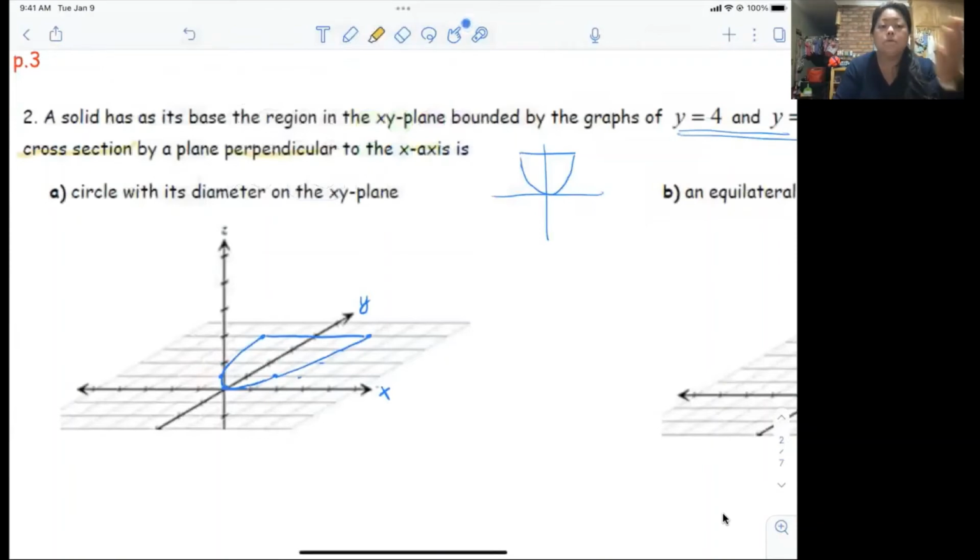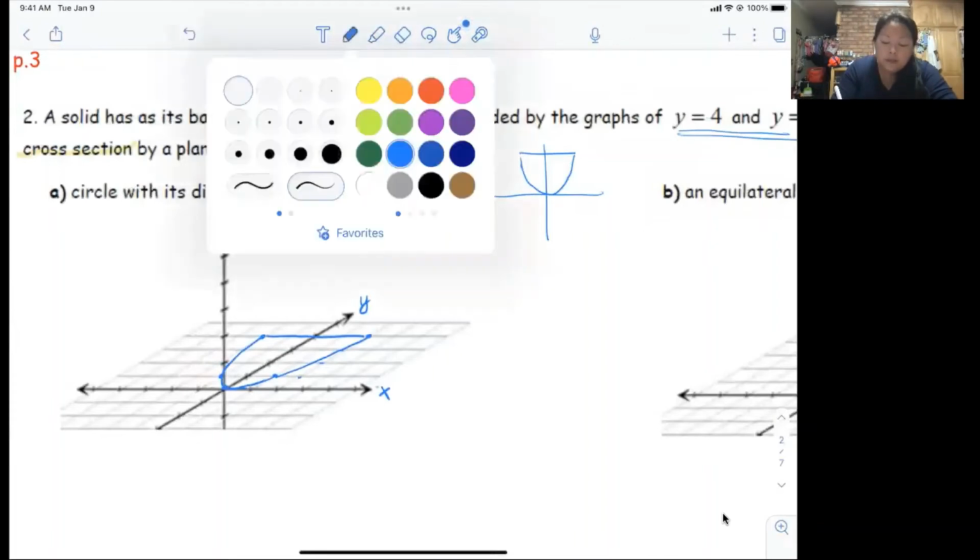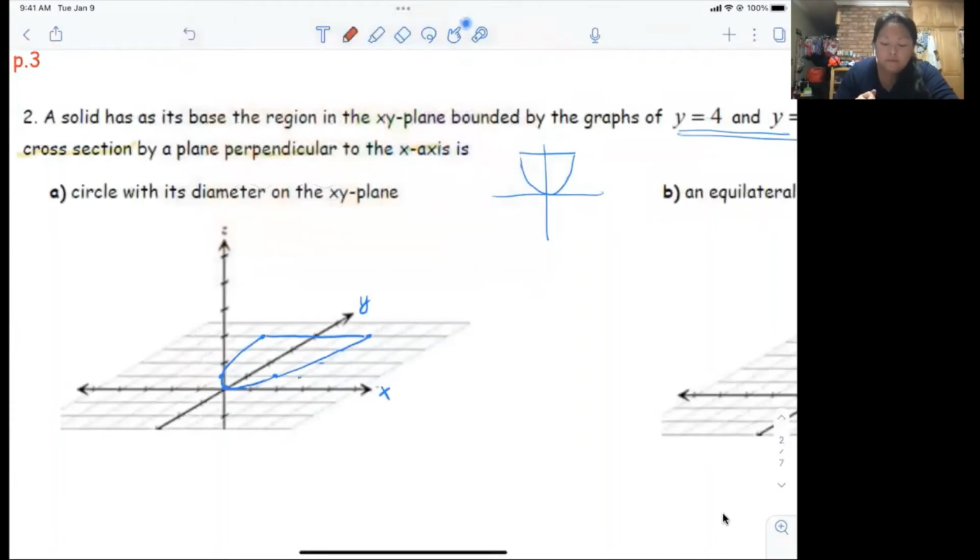What am I building? I'm building circles with a diameter on the xy plane. So an easy way to do this is to look at my graph here. Since it's perpendicular to the x-axis, any of the vertical lines are going to be perpendicular. So I'll pick one of those gray lines to show that that's my diameter and draw a three-dimensional circle. Again, when I say three-dimensional, it's going to look lopsided because it's not like a real circle. So that's a circle for me.